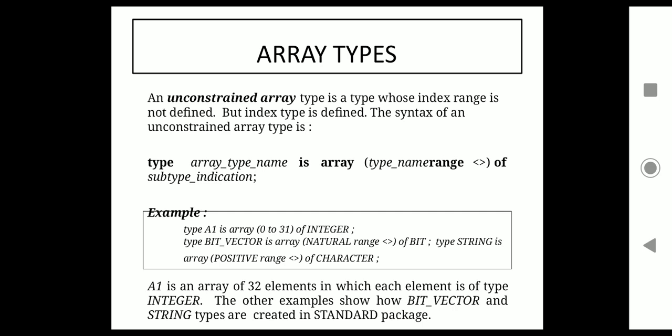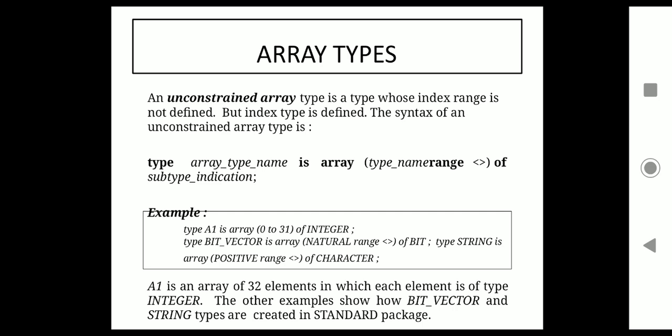That means in a constrained array type, the index range is explicitly defined. But if you don't want to define the index range, then you can use the unconstrained array type, and its syntax is: type, then the array name, then array, then its range, and the subtype indication. Now, in that block the example is shown.